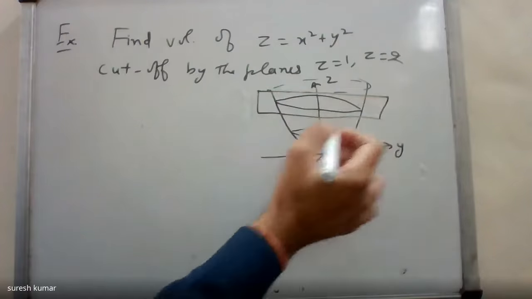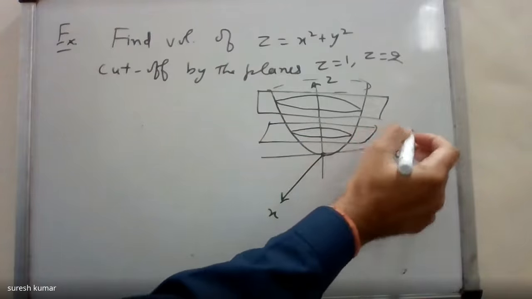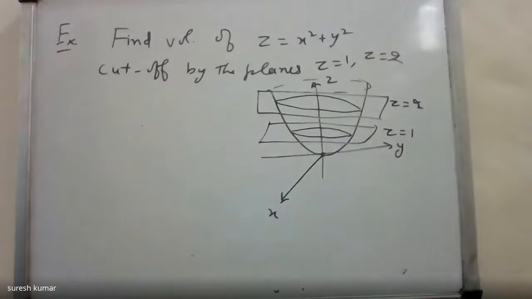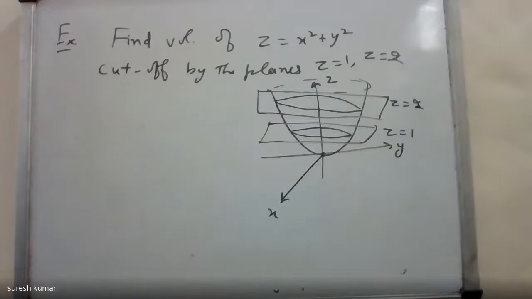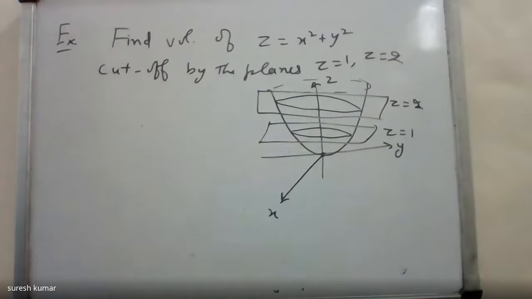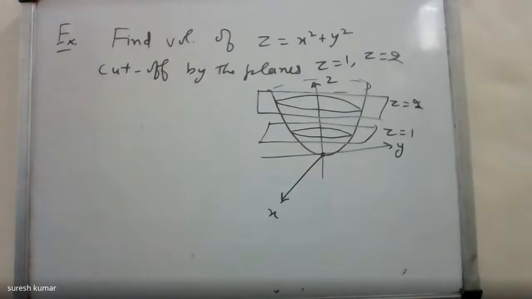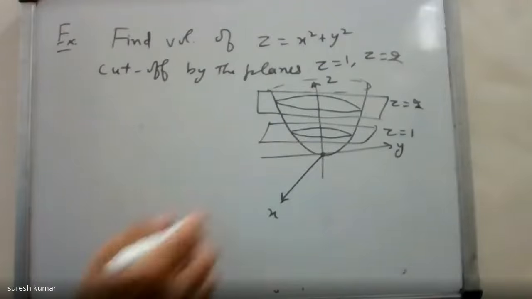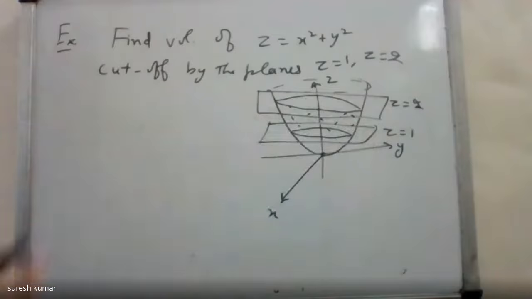Let me show the planes also. These two planes, z equal to 1 and z equal to 2, are cutting this paraboloid in two circles. What is the equation of this circle? X square plus y square equal to 1. This circle is x square plus y square equal to 2. Now you need to find this volume, the volume of the paraboloid cut off by these two planes.